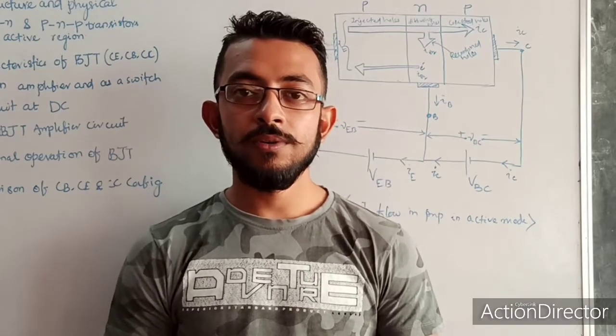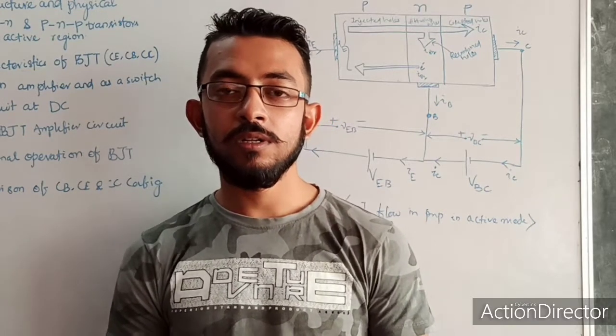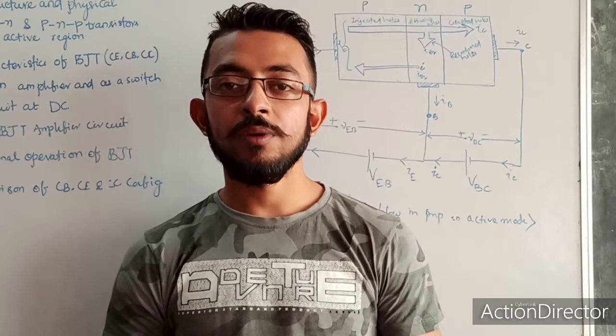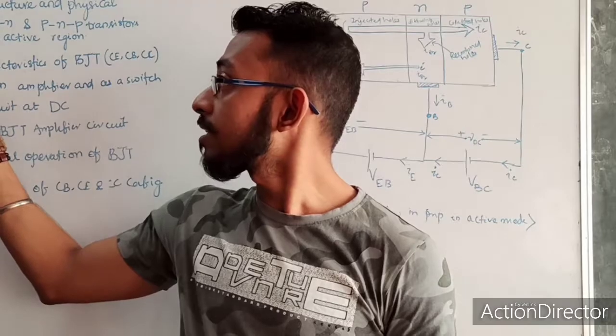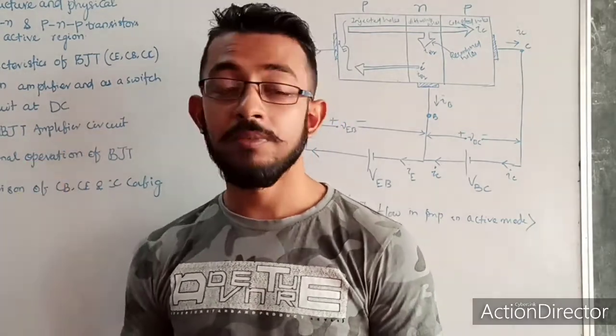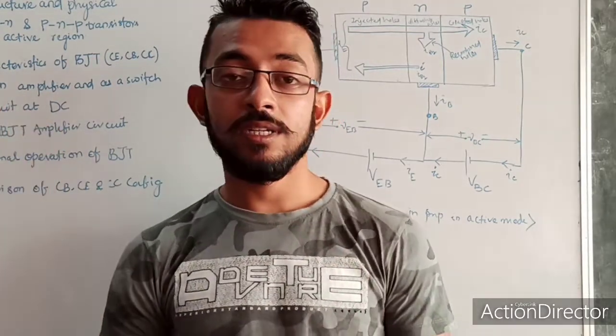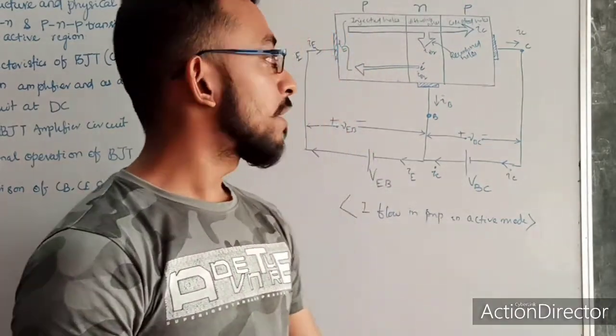Till the last video, we have completed the NPN transistor. Today we are going to start the PNP transistor, and we will see the second topic, that is current versus voltage relationship in BJT, the current versus voltage characteristic. Okay, so let's start the PNP transistor.